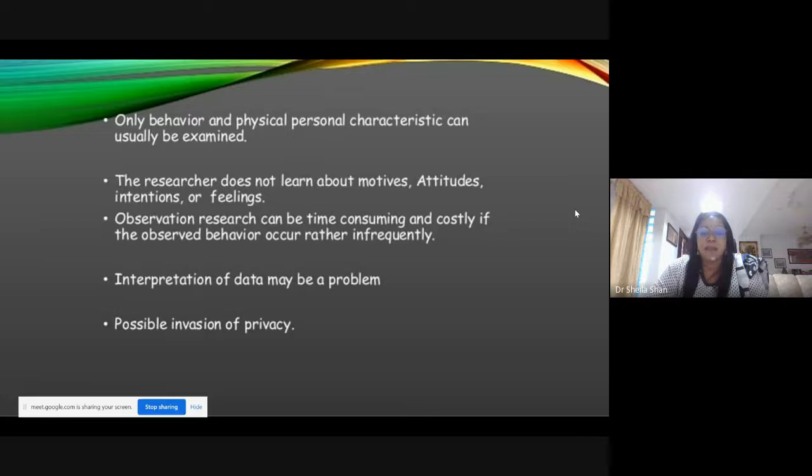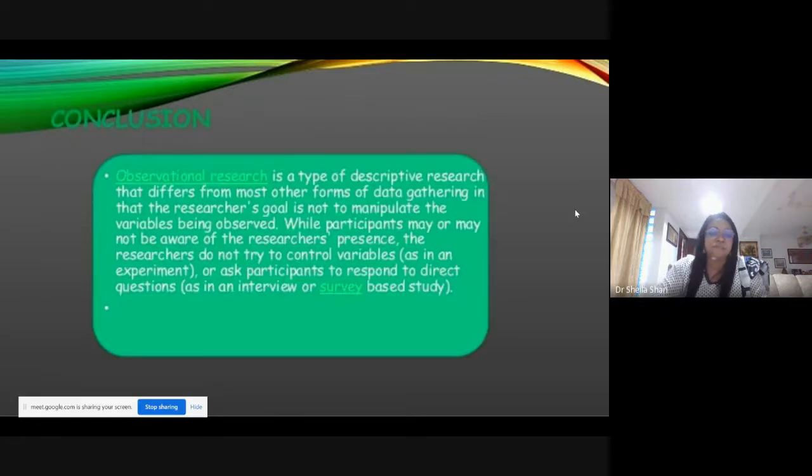Observation research can be time consuming and costly if the observed behavior occurs rather infrequently. That means maybe you go there one day, you didn't see anything. You waited one week, you didn't see anything. You keep on going. Then three months, there's no observation. So it will be really time consuming. But now with the aid of technology, with the camera and all that, it makes life much easier. Interpretation of data can be a problem, and also invading people's privacy.